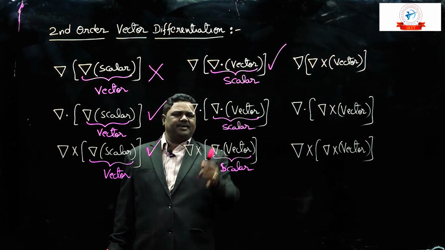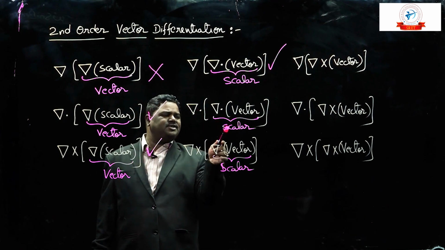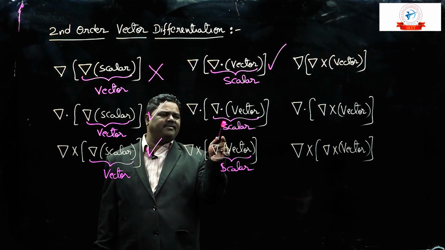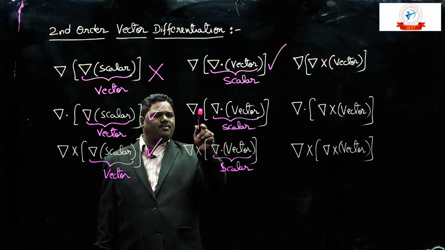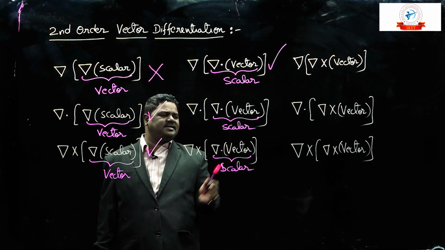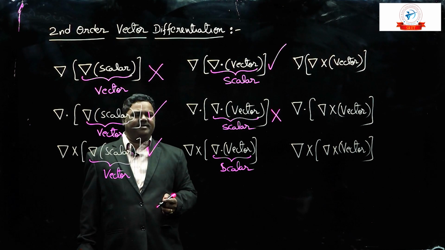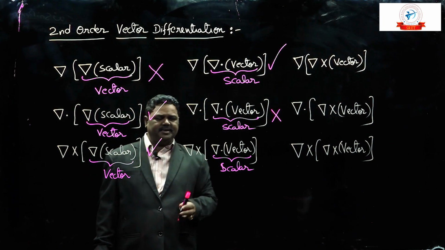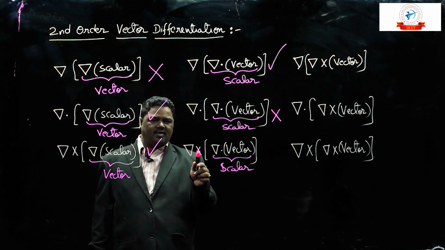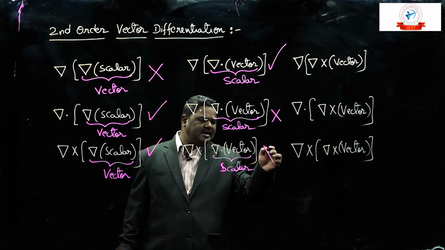Next one. Here there is a divergence. May I apply divergence on a scalar? No. Dot product cannot be applied between a vector and a scalar. Dot product is applicable only between two vectors. Here there is a scalar, so this is an invalid second order differentiation. Next one. May I apply curl operation on a scalar? No, not possible. Curl or cross product is applicable only on vectors. So this is an invalid combination.